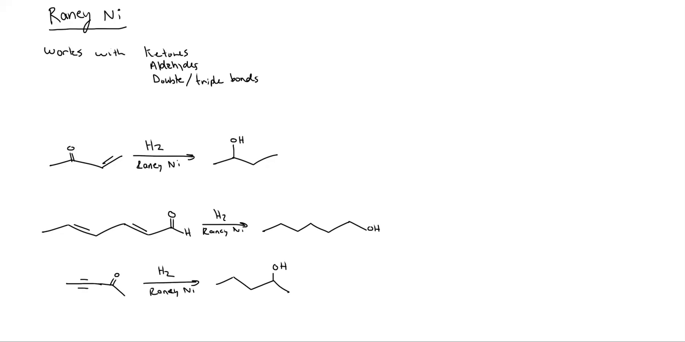So Raney nickel is very simple. The only difference is that Raney nickel is similar to sodium borohydride, but it can also get rid of double and triple bonds. Okay.